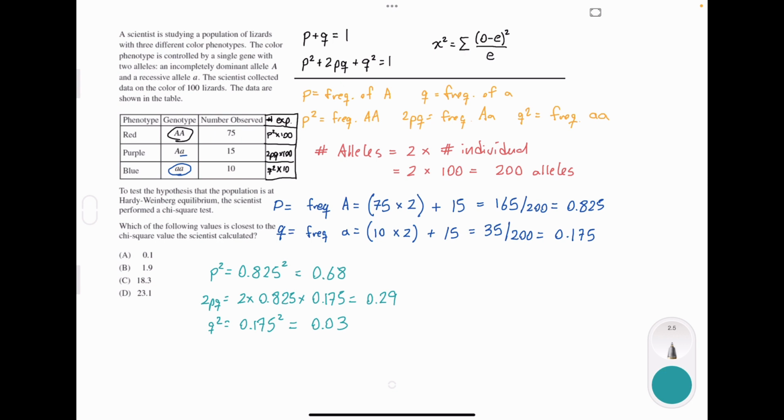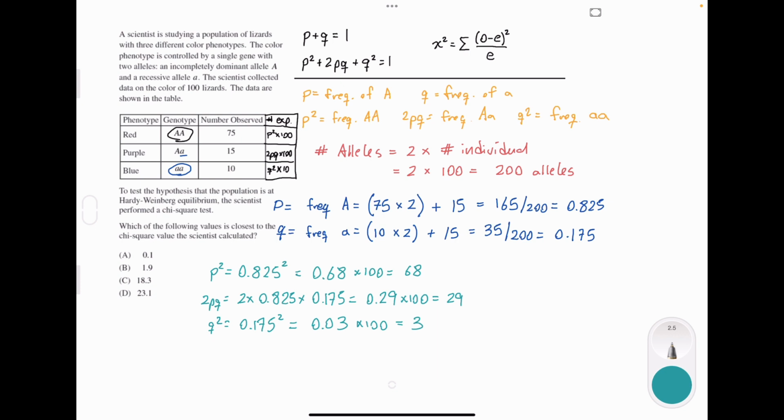Now remember, these are each frequencies again. And so we need to change these 3 numbers from a frequency into a number. If 68% of our p squared are homodominant, well, out of how many individuals do we have? Remember, in the beginning, we're working with 100 lizards here. So we need to multiply this by 100. That gives us 68 individuals. This times 100 gives us 29 individuals. This times 100 gives us 3 individuals.